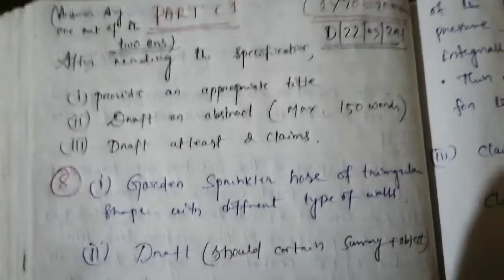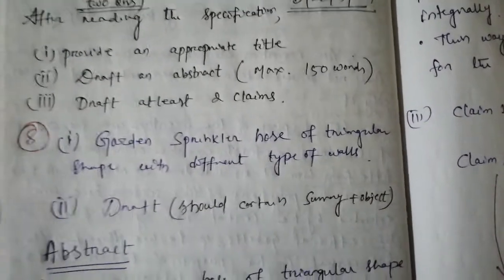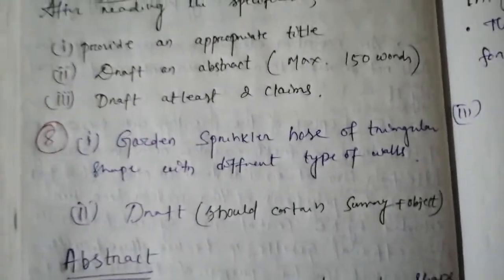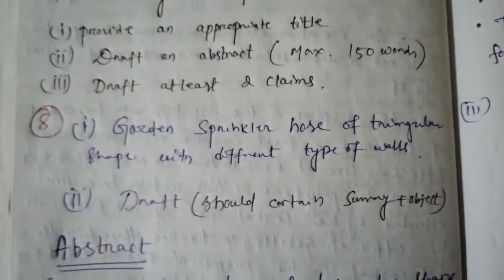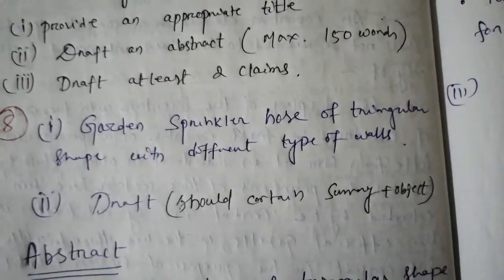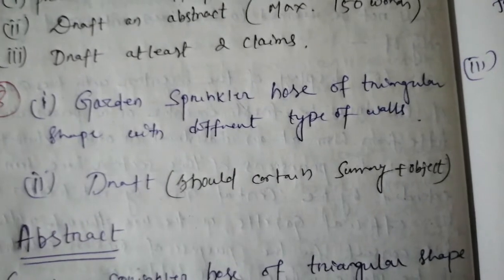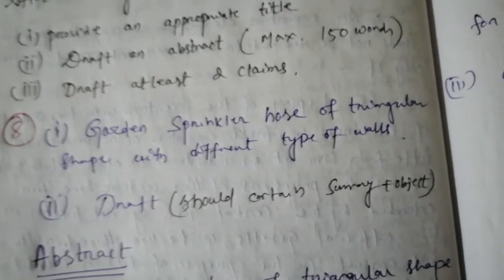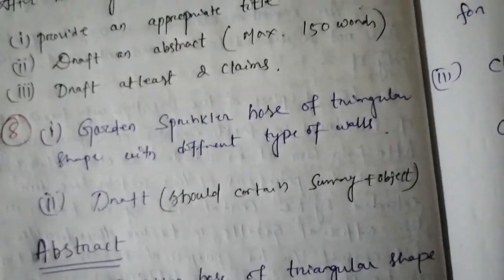Just a minute. Now I will try to answer the question. Question number 1 is to provide an appropriate title. As per my opinion and analysis, I have given the title as garden sprinkler hose of triangular shape with different types of walls, or you can write with differential walls as well.